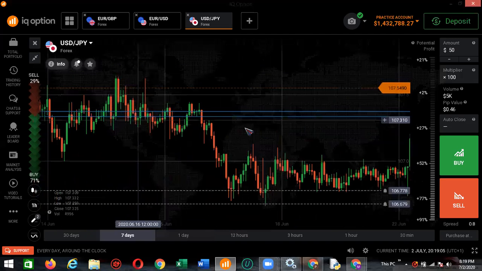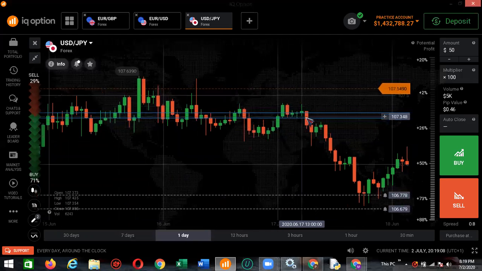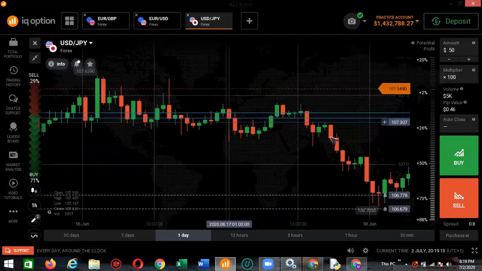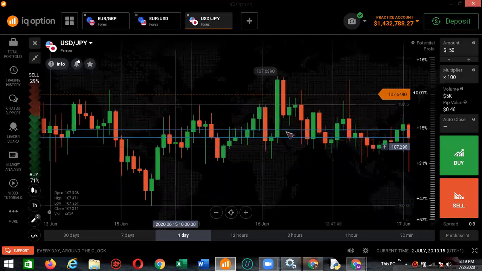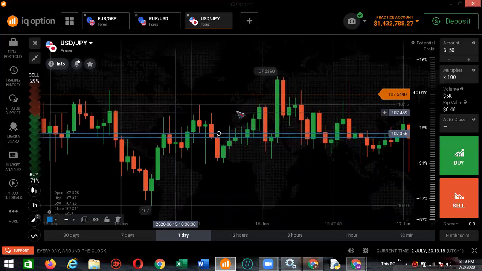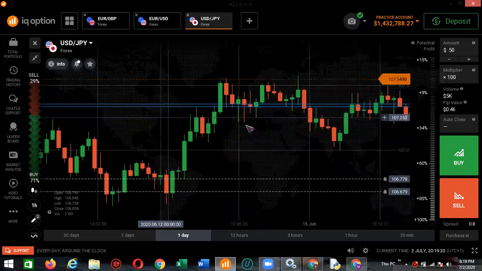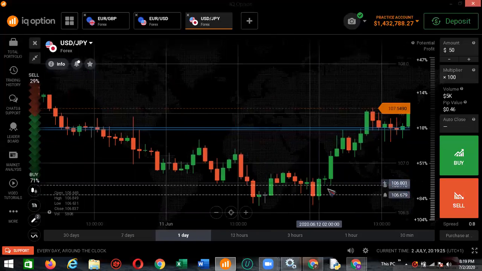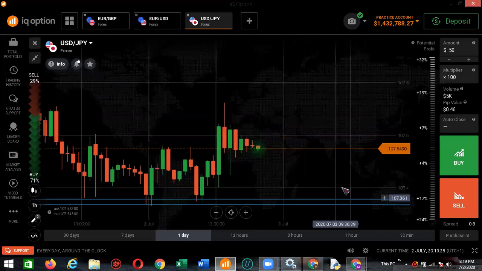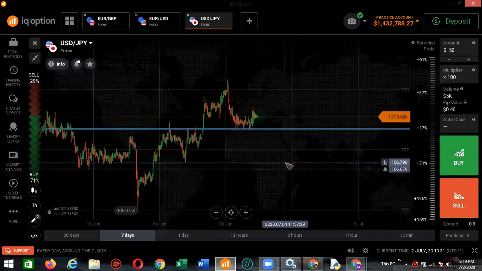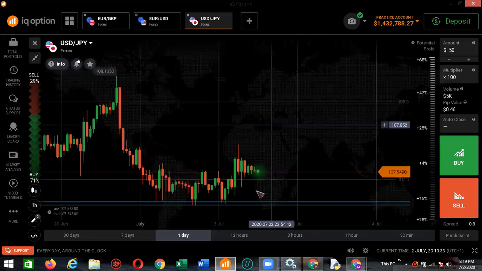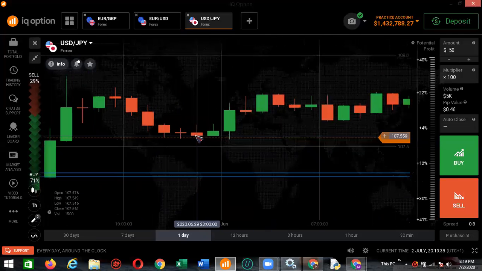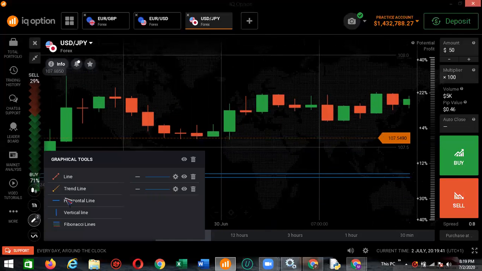Let's check it backward. Okay, it reversed, it was crossed here. It reversed here, it was crossed here. This level is not really strong, but it seems manageable. You can just call this level a weak level, because it's breaking it sometimes, and this is an uptrend. So let's look for another one. Where the market currently is, around this point. Let's try and check whether this level is a strong level.